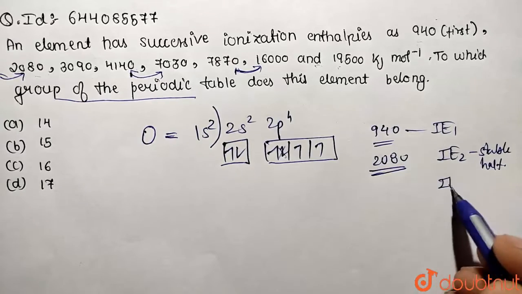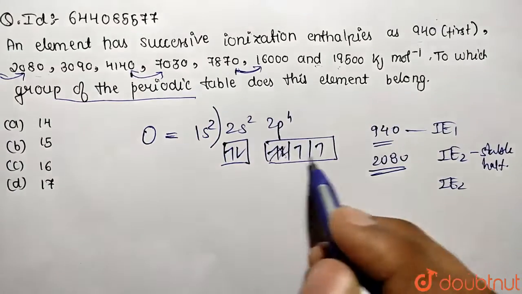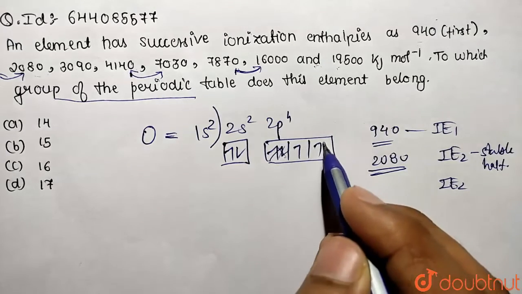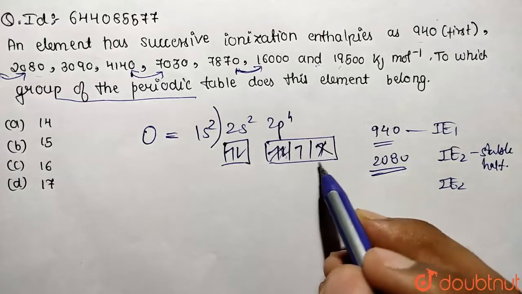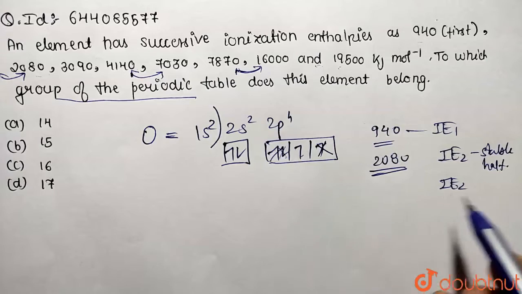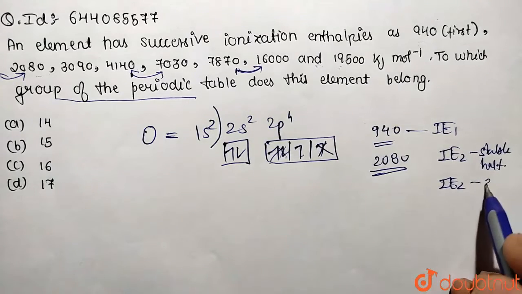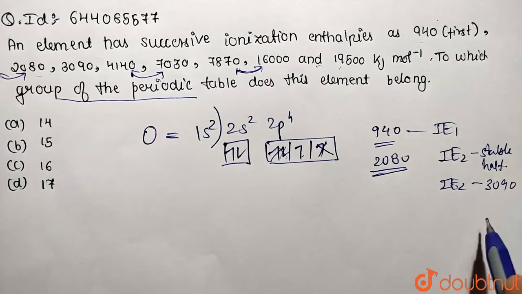Now if you proceed with the third, the electron will be removed from this valence side, now you are left with 2, so this can be removed easily. That's why IE3 is given as a lower value, that is, the difference is going to be only 1000.